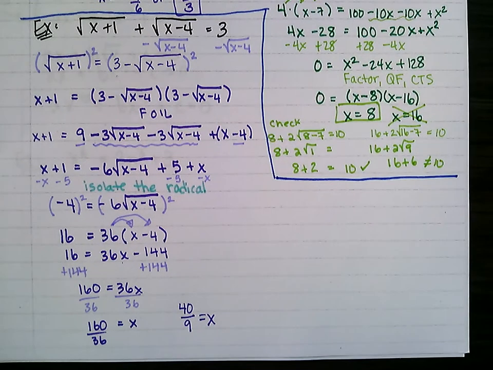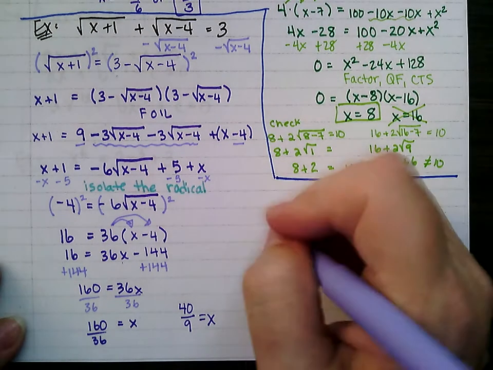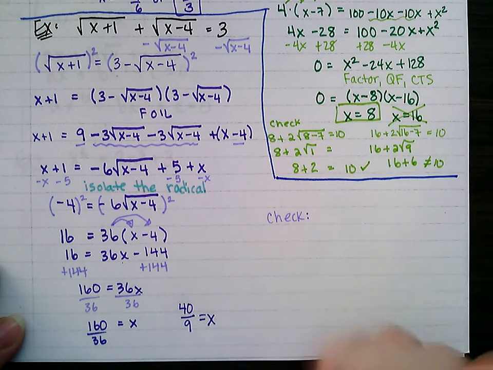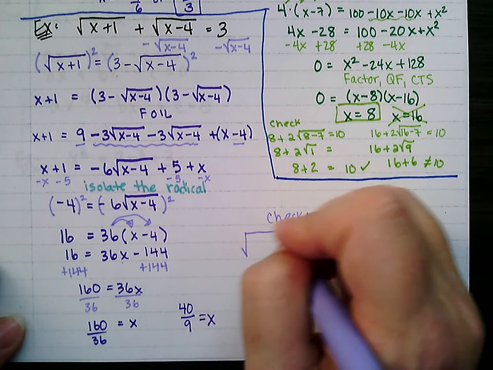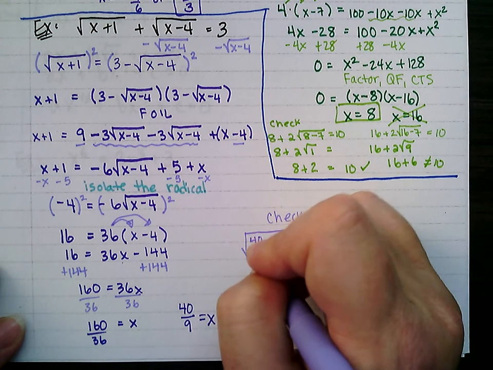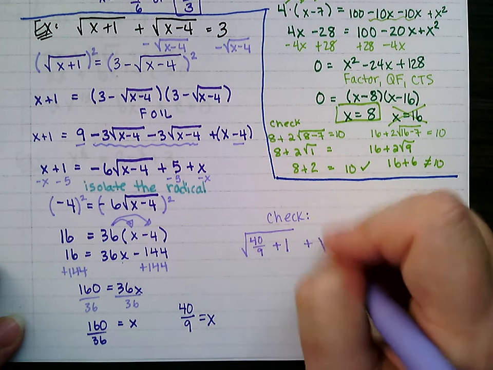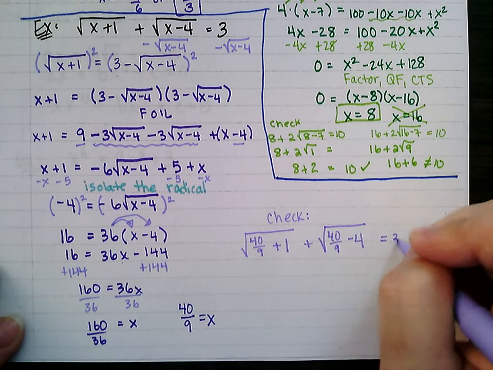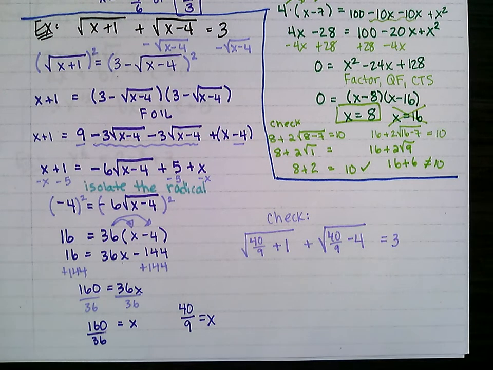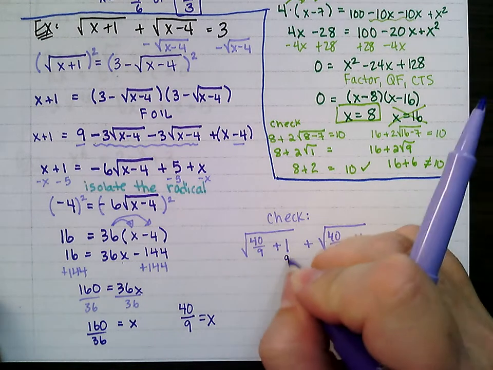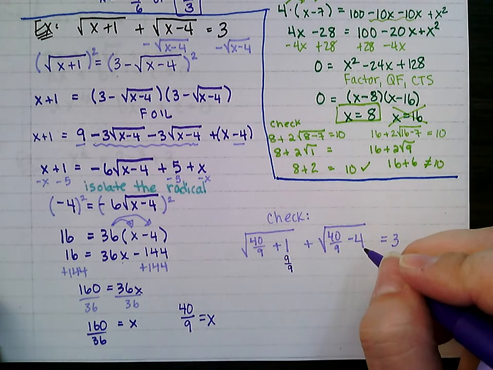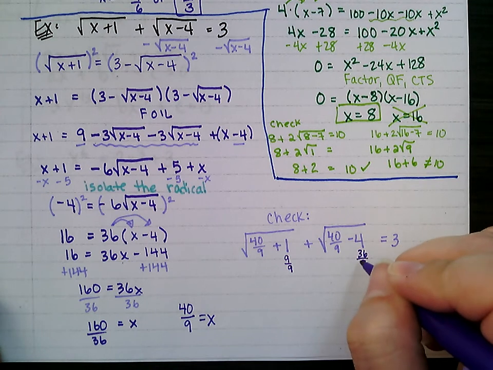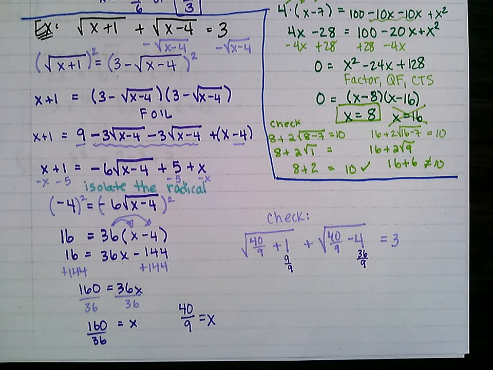Biscuits. Do we have to check this thing? Yes. Yes, we do. Because our original degree was even, we have to check that solution. So we'll do square root of 40 over 9 plus 1 plus square root of 40 over 9 minus 4 equals 3. So remember that 1 is the same thing as 9 over 9, which makes 4 the same thing as 36 over 9.